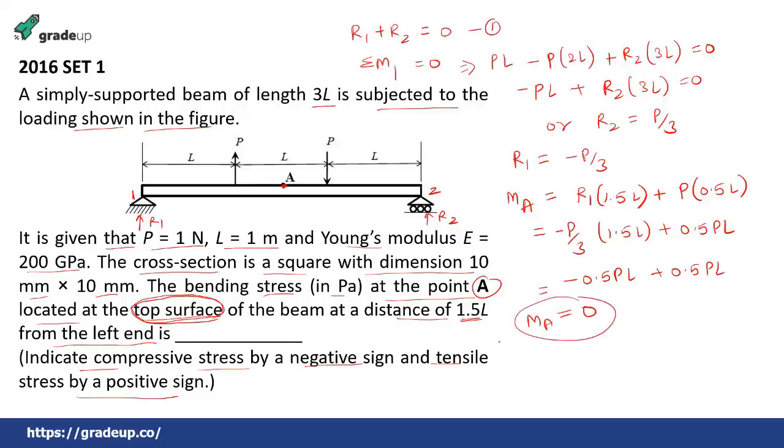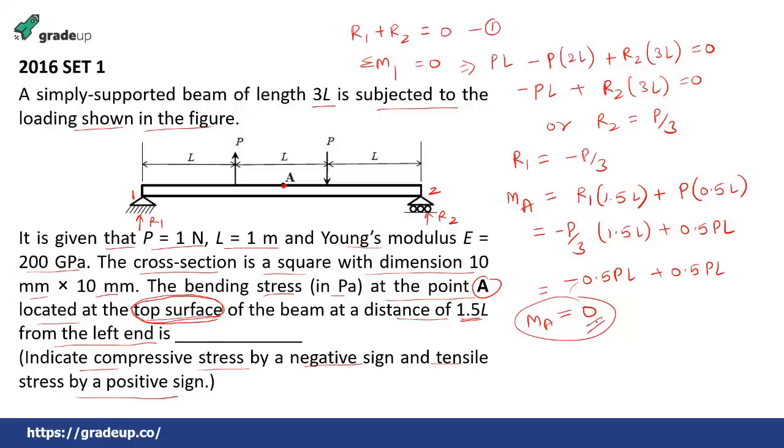So this is a very easy question, but the language that has been given or the things which are mentioned here make it a bit tricky. Just by finding out the moment at A, you see that the moment is 0. So if the moment or the bending moment at any point is 0, then there arises no question of having the stresses.